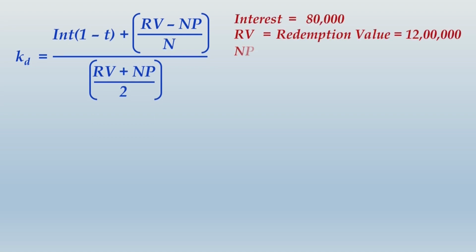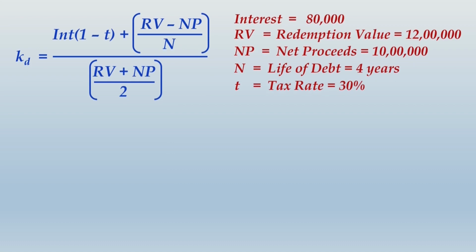Now let us write the meaning of each of these variables. Interest will be 80,000. You can calculate the nominal value of debentures, it is 10 lakhs. 8% of that will be 80,000. Redeemable value is 20% more than the issue price. Issue price, which is the net proceed, is 10 lakhs. Redeemable value is 12 lakhs. So logically speaking, difference between the net proceeds and redeemable value, that is 2 lakhs of additional cost upon the company, will be spread over a period of 4 years. That is the logic behind taking that RV minus NP divided by N.